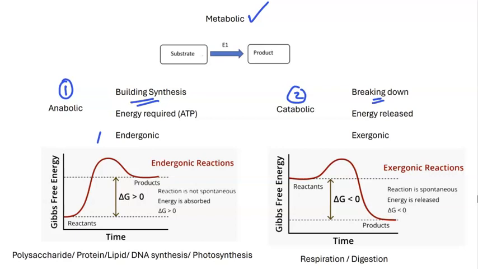Classically, anabolic processes where we build molecules require energy to be put into the system, and this is what we call endergonic. Contrastingly, catabolic processes where we're breaking down would typically release some energy, and we would call that an exergonic reaction. So metabolism is a combination of anabolic reactions plus catabolic reactions.